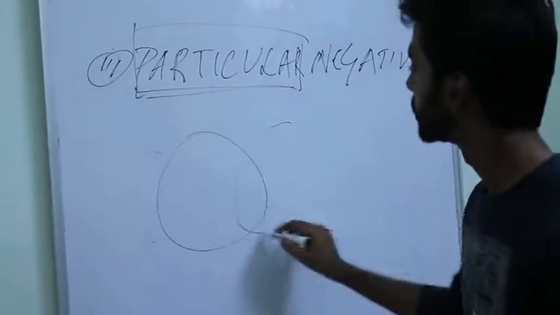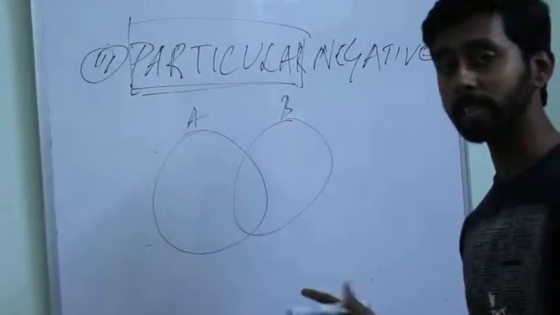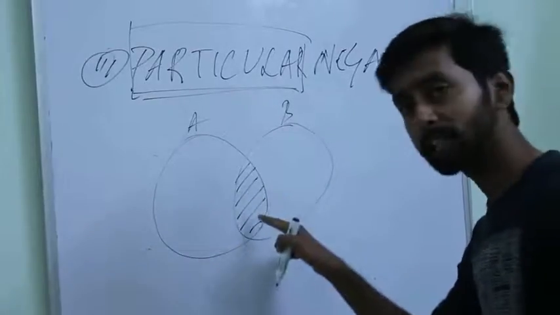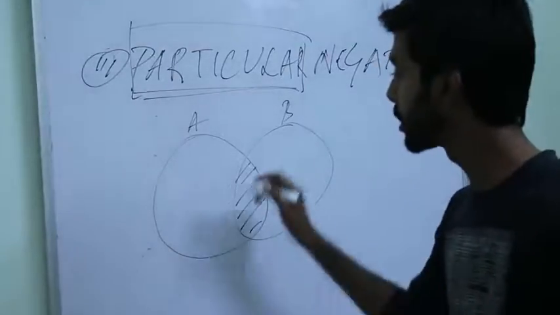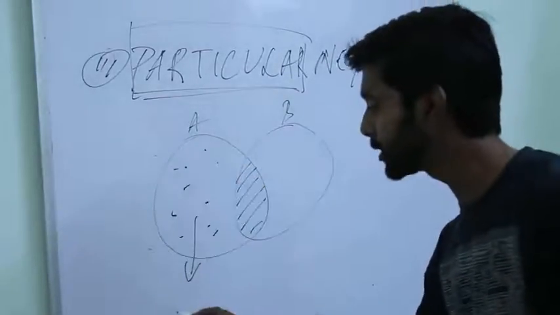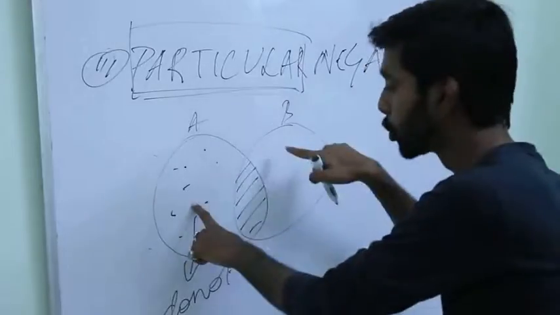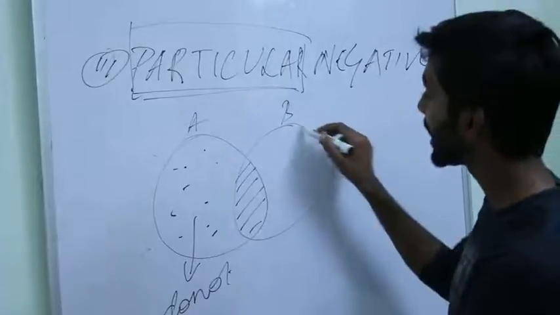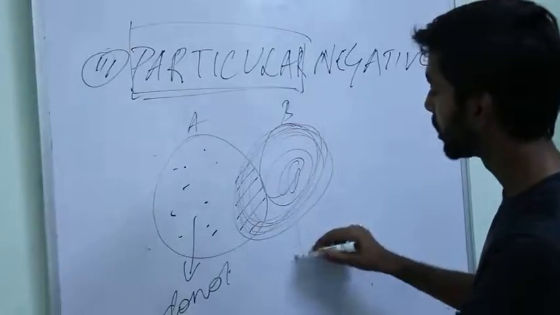This is class A, this is class B. Now in this present case, we are not talking about this phase. This phase represents some of the A which belong to B. We are talking about the elements which are here. Now these elements do not belong to B. The elements here do not belong to B. Therefore, some A is not B, and therefore this entire class of B is excluded.